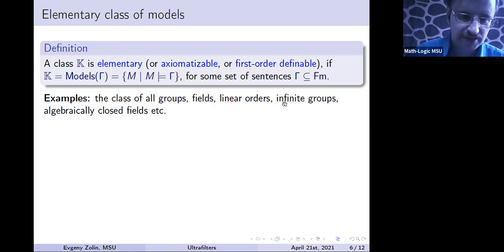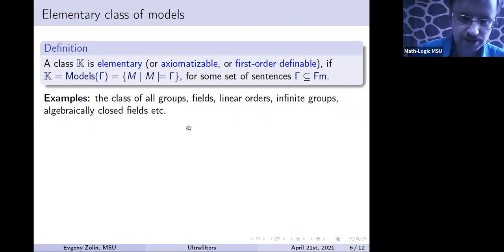Moreover, the same holds for infinite groups, because we need to take the axioms of groups and the following axioms: there are at least 2 elements, there are at least 3 elements, and so on. We will have infinitely many formulas. It doesn't matter. Here, gamma can be infinite. But these formulas, together with the axioms of groups, will define exactly the class of infinite groups.